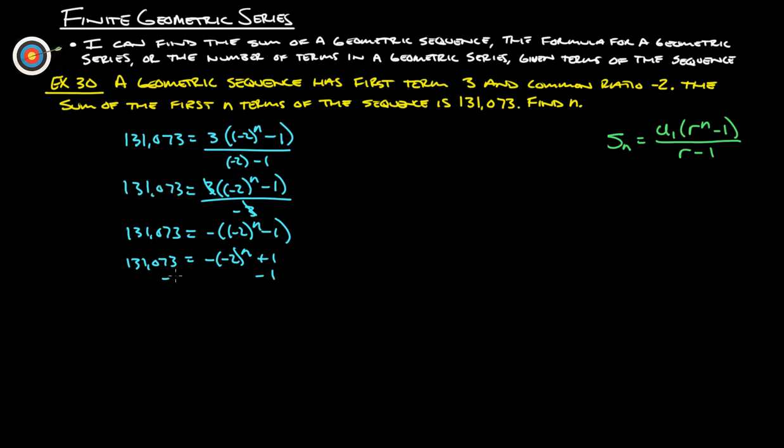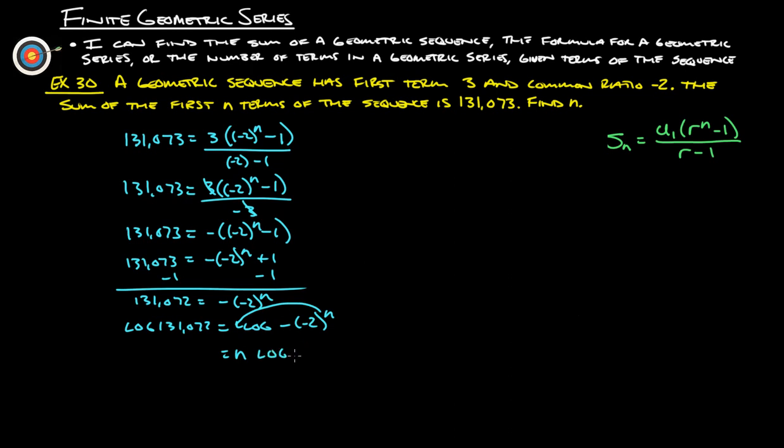So we subtract 1 from both sides, and we get 131,072 equals -2 to the n. Now, our variable is in the exponent, so we've got to do logs, right? So we've got to do log 131,072 equals the log of -2 to the n. And so now that n can come out front. So there's our n log, and now we have -2.